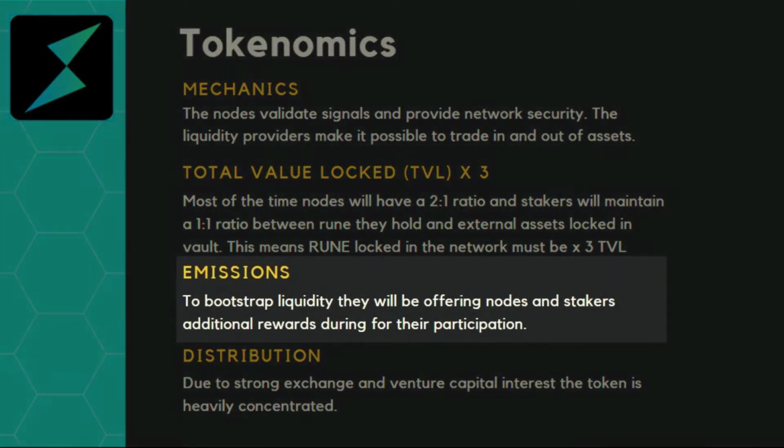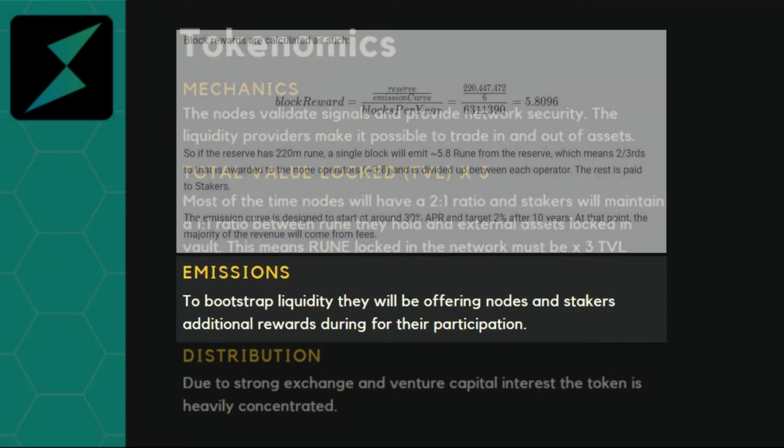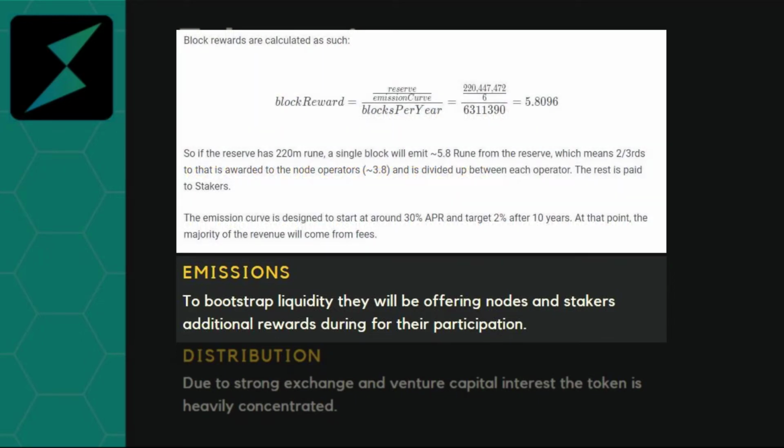If you've been in the space for a while, you've probably heard of the bonding curve. It's basically a way to distribute tokens over a prolonged period of time. So with this, you could argue that it's going to dilute the supply, but they're not going to do this abruptly. The current plan is to use the 220 million Rune token reserve and slowly disseminate that to nodes and liquidity providers over a 10-year period.